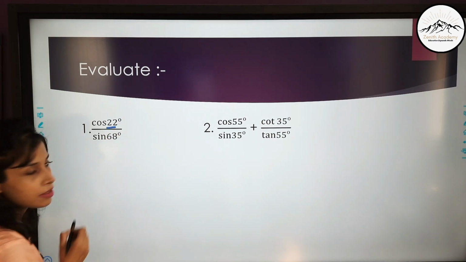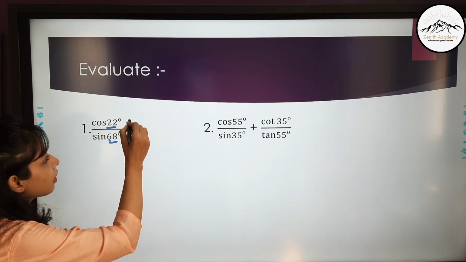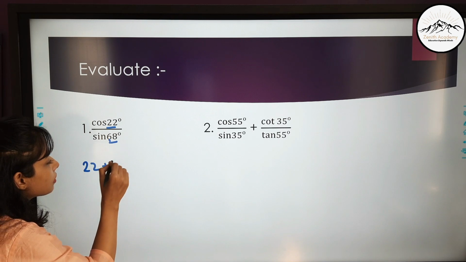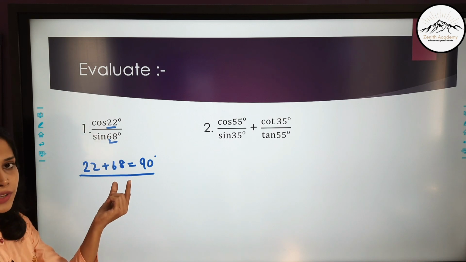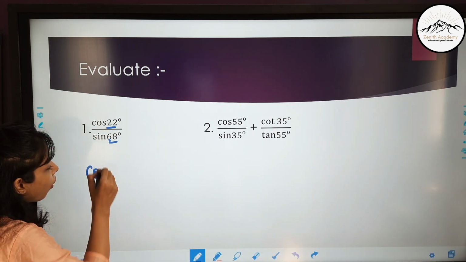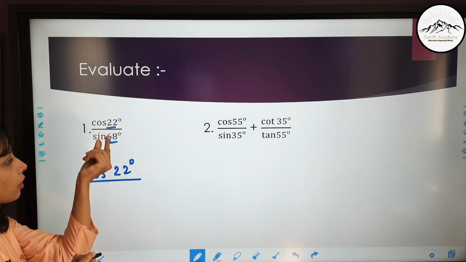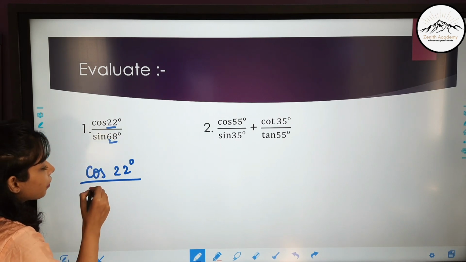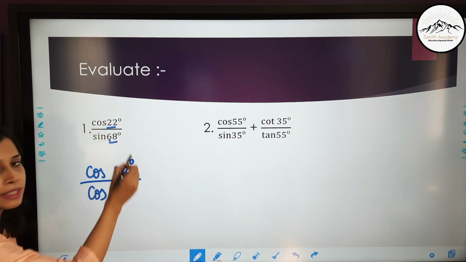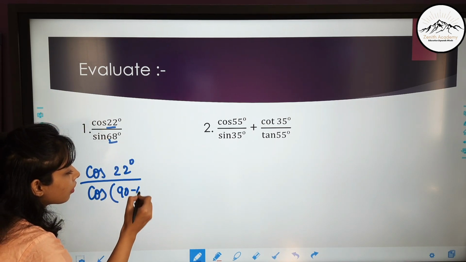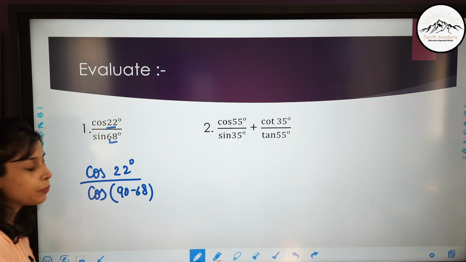We have been given the figures 22 and 68, and if we total up 22 and 68, they come up to 90 degrees. So 22 plus 68 is equal to 90 degrees, and hence they are complementary angles. So cos 22 degrees: we can either write cos in terms of sine or take sine in terms of cos. So I take sine in terms of cos. So how can I write this? Cos 90 minus 68.